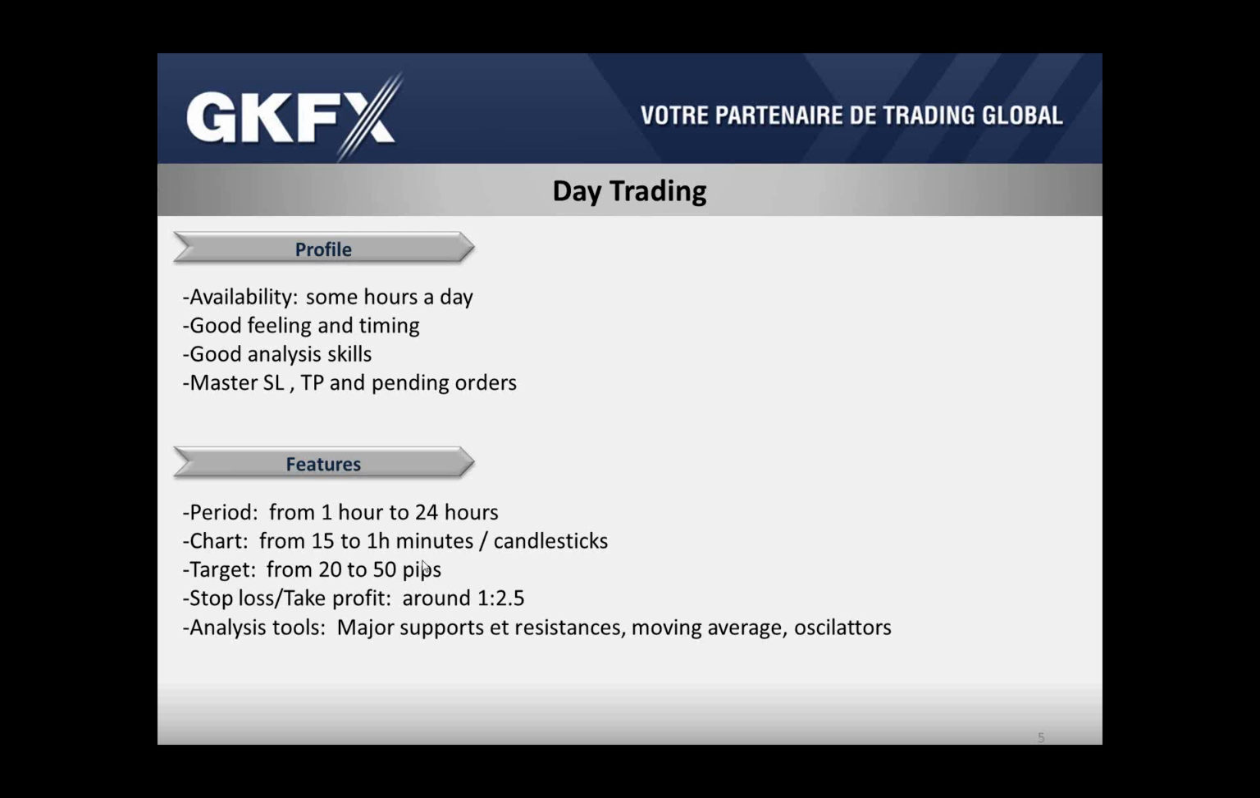Day trading, yeah. Now, what about the risk ratio? Stop loss and take profit. Usually for day trading, it's around 1 to 2.5. Obviously, it depends on the chart configuration, depends on your behavior. If you're aggressive, it can be less than 2, but usually it's 1 to 2.5. And analyze tools, you can be using major supports and resistances, moving average, and oscillators. A very wide panel of tools anyway.